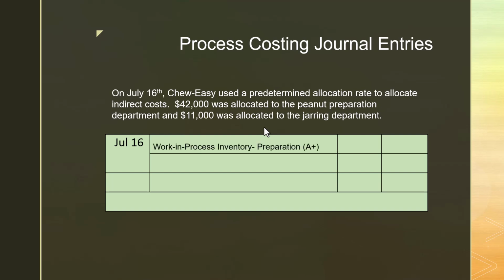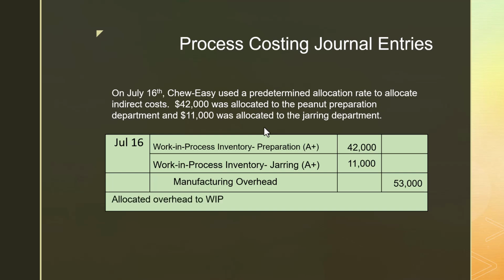So let's start with a debit to WIP inventory, peanut preparation department, for the amount that was allocated to that department, which was $42,000. We would have another debit to WIP inventory, this time for the jarring department, for the amount that was allocated to that particular department, which was $11,000. And all of this is coming out of our manufacturing overhead account. So manufacturing overhead, actual costs go in on the debit side, and when you take those actual costs out and put them into the different phases of production that you have, they get allocated out on the credit side, and we have to credit manufacturing overhead for $53,000.